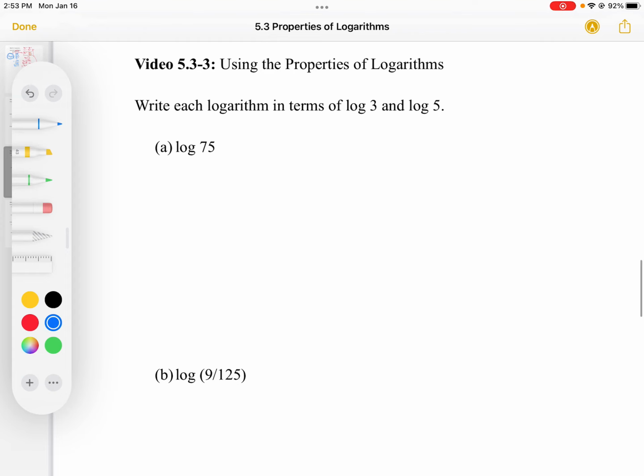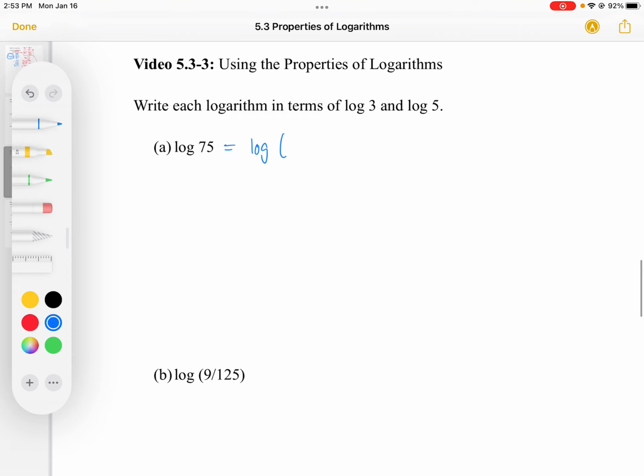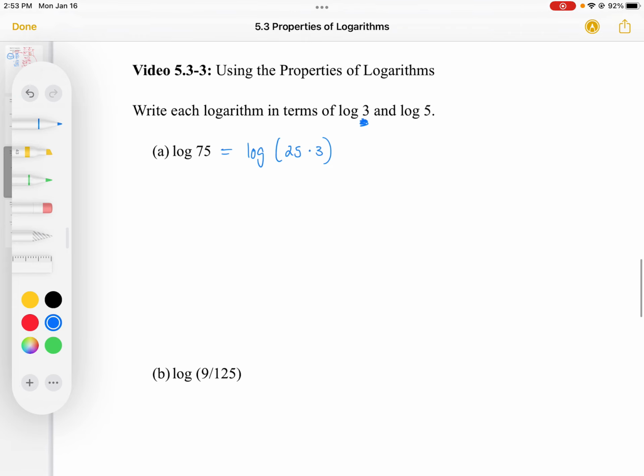So, without exactly being sure what to do, I'm going to take that 75 and I'm just going to rewrite it as a product. So 75 could be rewritten as 25 times 3. And you can see, I'm trying to rewrite this in terms of log of 3. And now I have a 3 in there. So that kind of tells me I'm on the right track.